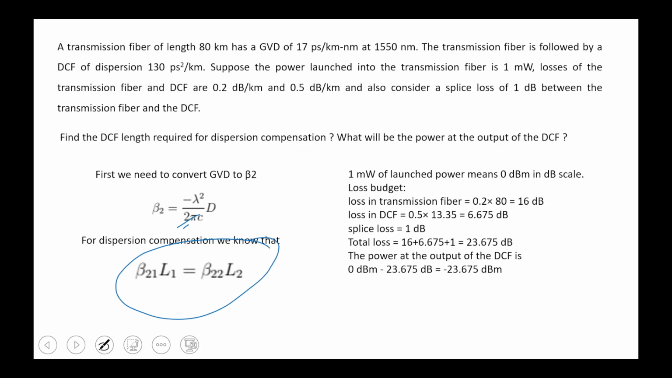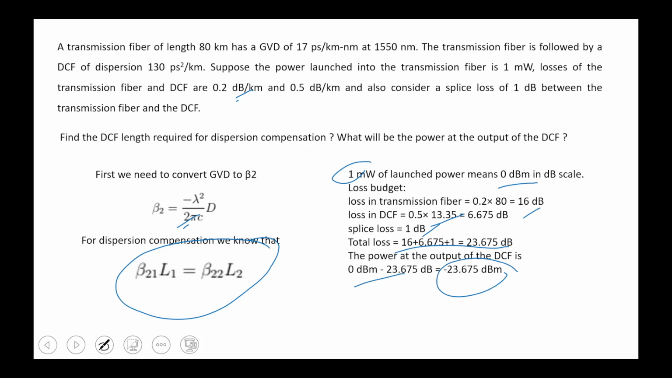So 1 milliwatt of power means 0 dB. For 1 milliwatt, I have converted it into the dB scale. So the loss in the transmission fiber is 0.2 into 80 kilometer, because the transmission fiber loss alpha is given as 0.2 and the total length is 80 kilometer. So it's 16 dB. The loss in the DCF you have to calculate. Adding the splice loss, you have to calculate the total loss, so the output of the DCF should be the input of 0 dB minus the total loss.